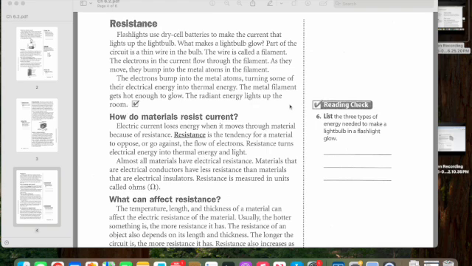Materials that are electrical conductors, we're going to highlight this as well, the rest of this little part. Materials that are electrical conductors have less resistance than materials that are electrical insulators. Resistance is measured in units called ohms, and that's the symbol for ohms.